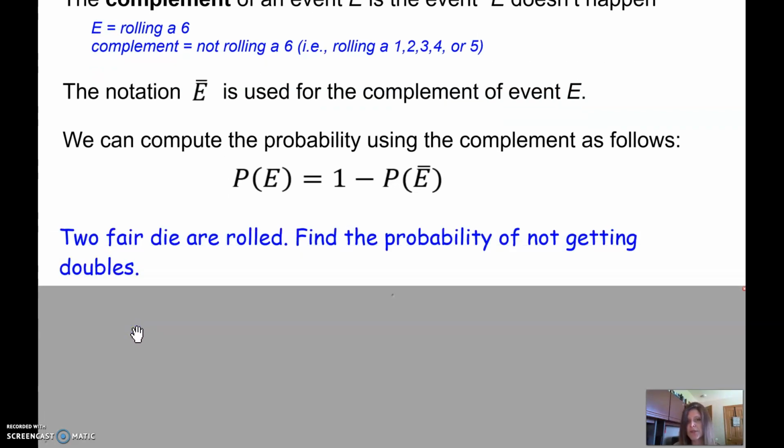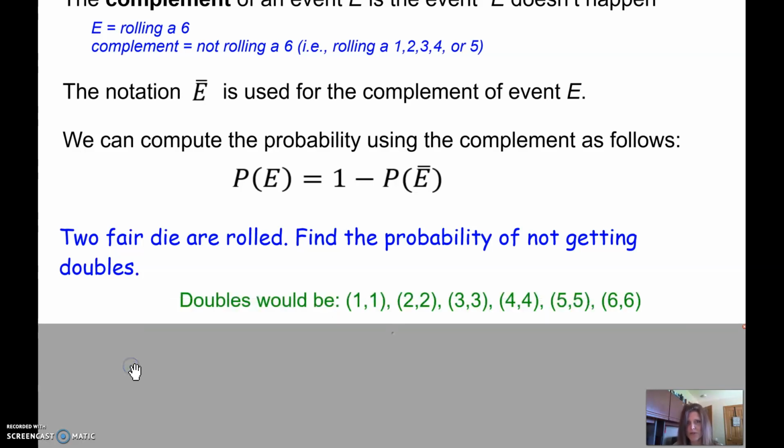Suppose we have 2 fair dice that are rolled. We want to find the probability of not getting doubles. Okay, that's getting a 1 and a 2, a 2 and a 1, a 1 and a 3 and a 3 and a 1, and so on. And we could sit here for a minute and write out all those possibilities, or we could think of the complement of this. What is the complement of not getting doubles? It means we are getting doubles. I know it's a play on words, but the opposite of not getting doubles is getting doubles. You kind of think about complements as opposites.